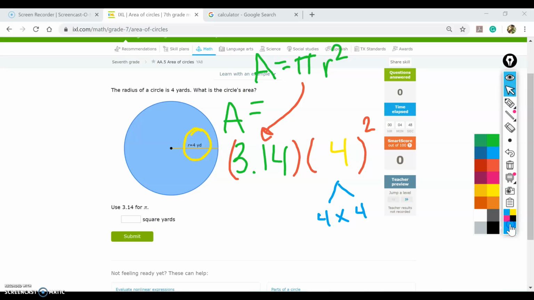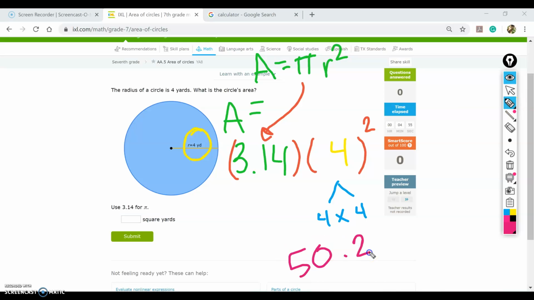They're not asking me to round or anything, so I'm not going to round. My answer is 50.24. They're not asking me to round to the nearest whatever, so I'm just going to type exactly what I got. So 50.24. Now let's see if we got it right.